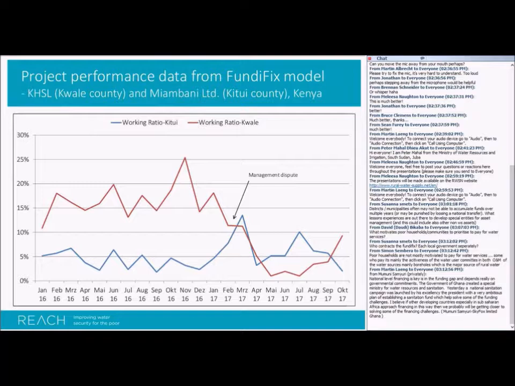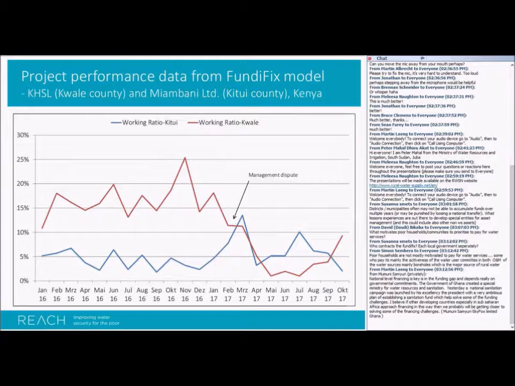This chart really shows where reality hits. It demonstrates what we call a working ratio. So it's the local revenue generated divided by the local costs. And here it's from the 2 local companies in Kitui and Kwale in Kenya. And you can see it is very variable, going up to 25% in 1 month, but it really is sort of hovering around. We have also had a management issue with one of the companies, which we have dealt with now. But once again, it reflects the reality. So it really is a massive financing gap here.